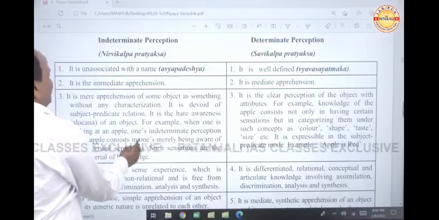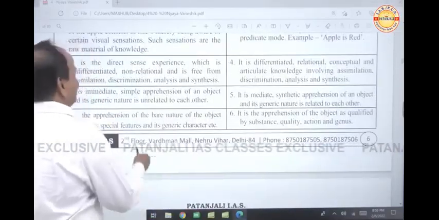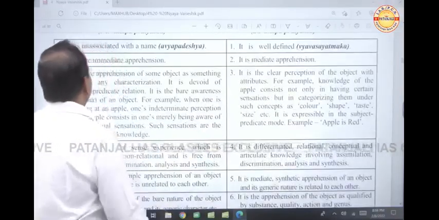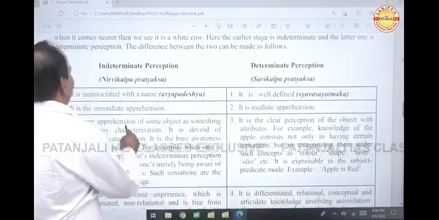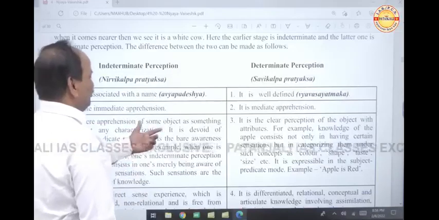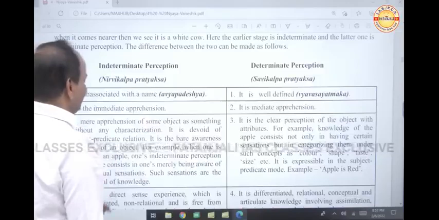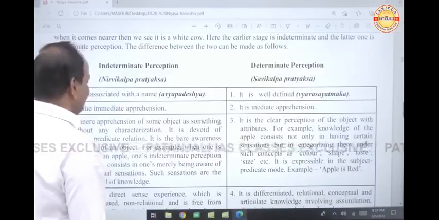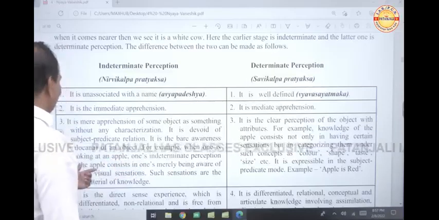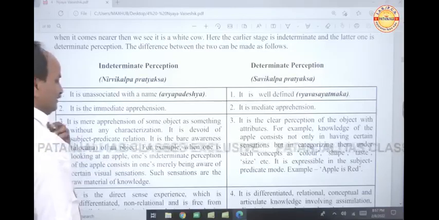And see, this definition is written. Overall 6 kinds of differences are written. It is unassociated with a name. It is immediate apprehension. It is mere apprehension of some object as something without any characterization. It is devoid of subject-predicate relationship. It is bare awareness. For example, when one is looking at an apple, one's indeterminate perception of the apple consists in one's merely being aware of certain visual senses.